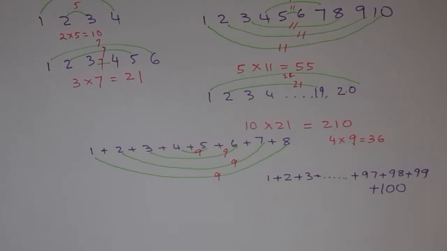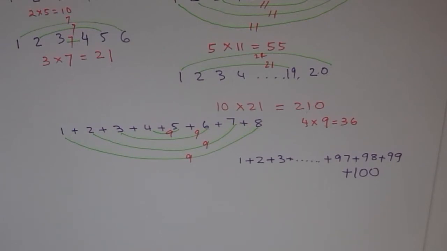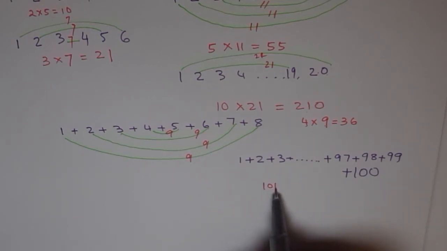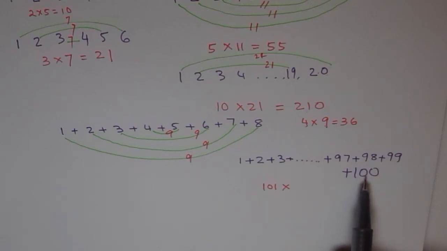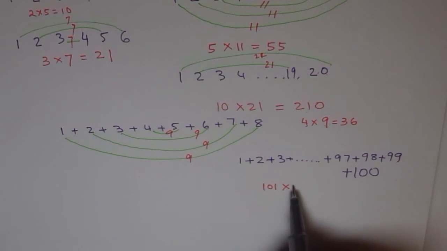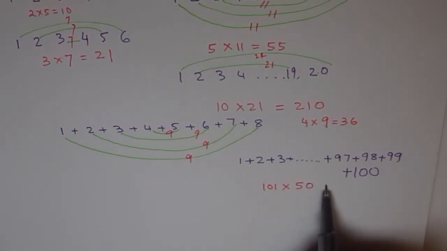It's not difficult. You know the trick, correct? If you know the trick, then how much should it be? What is 1 plus 100? 1 plus 100 is 101 times how many groups of 2 are we going to have? Half of 100, times 50. You get your answer. Correct?